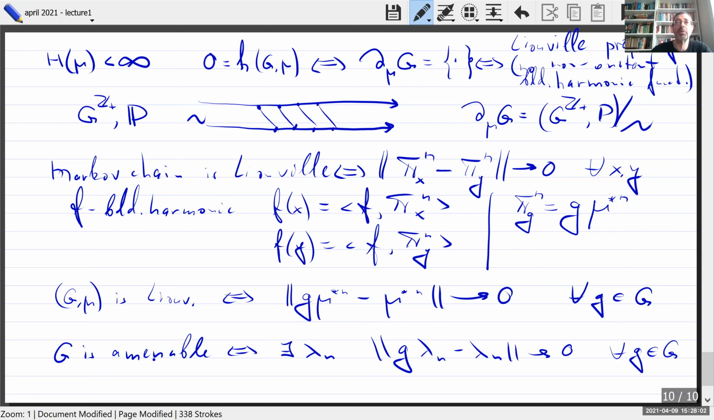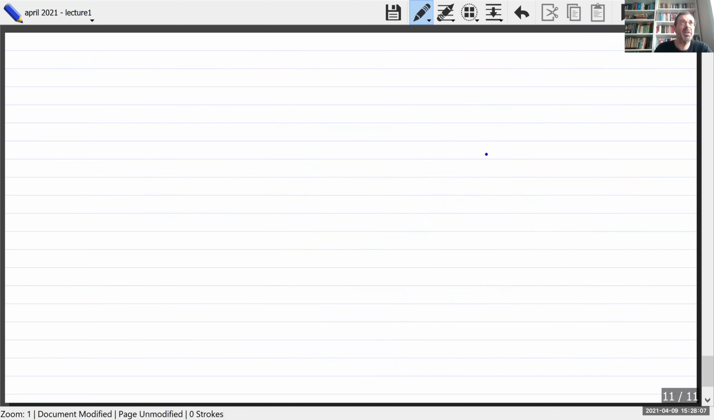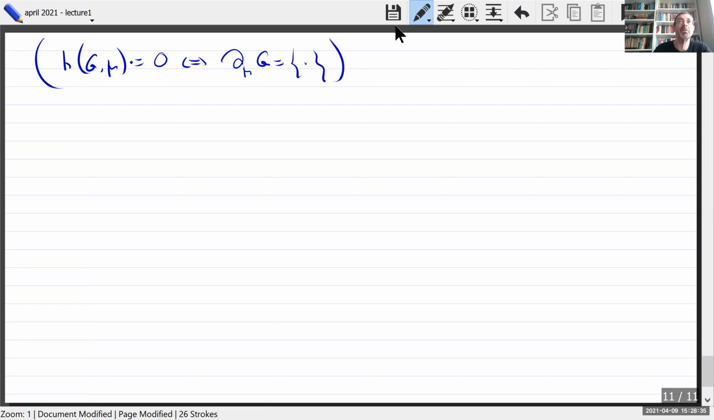And now what do we have? As I have just said, we know that if the asymptotic entropy is equal to 0, this is the same as the Poisson boundary being trivial. And these two equivalent properties, equivalent only assuming that our measure has finite entropy, imply that the group is amenable.